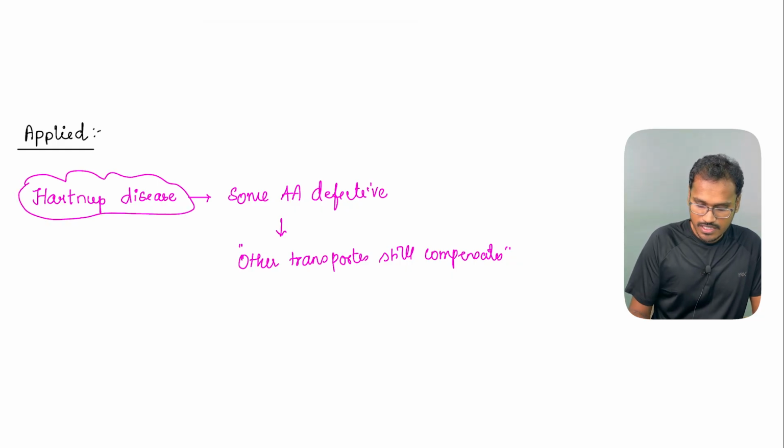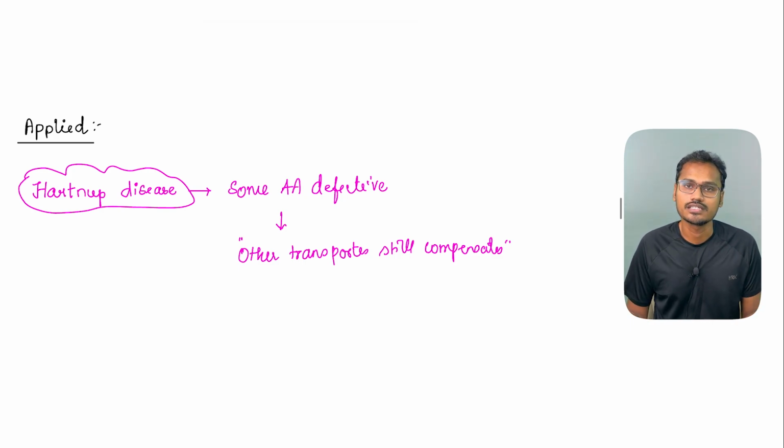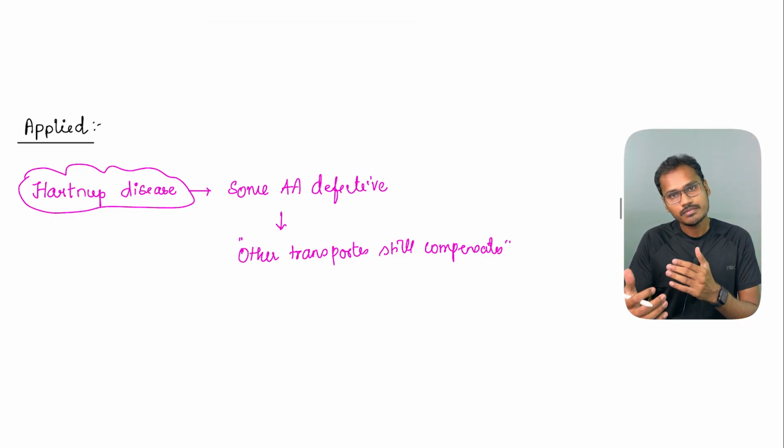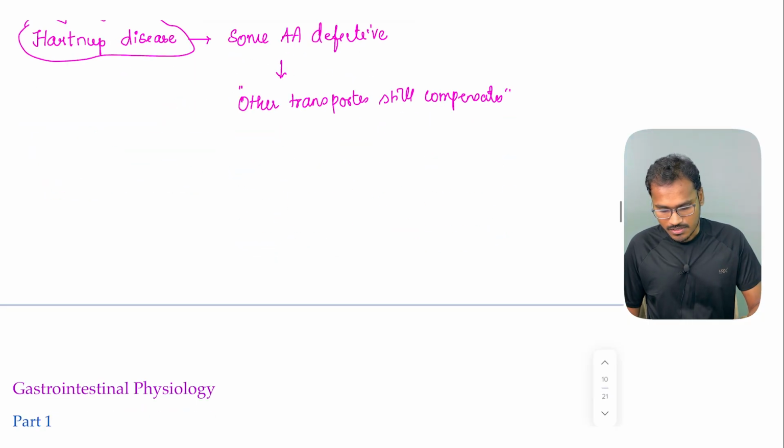So that's why we generally don't see patients with some kind of absorption problem landing up with severe protein or amino acid deficiency. They will land up, but majority of the time, because the other transporters are also helping, it is helping the patient for their survival. So this is all about protein transport and absorption.